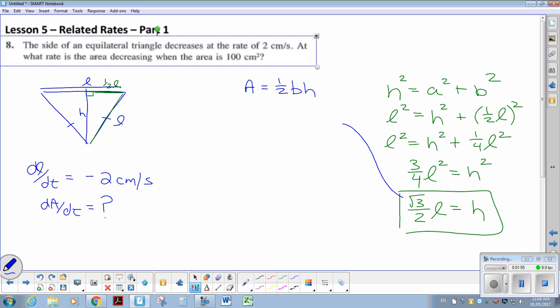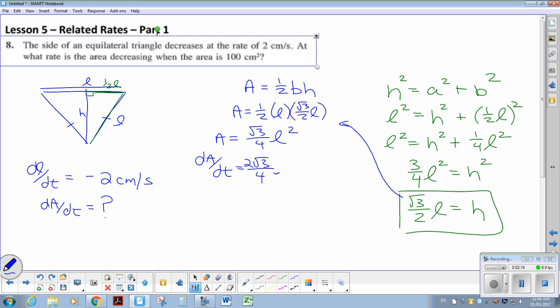Using that information here, my area formula becomes 1/2. The base is L, and my height is root 3 over 2 L. So area equals, we put that together, root 3 over 4 L squared. Now I have one variable, I can take the derivative. dA/dt, that's what I'm looking for, is 2 root 3 over 4 L dL/dt. And the good thing is we're using L because that is the information we were given. So when I do my checklist, I know what dL/dt is. I still have to find L though.